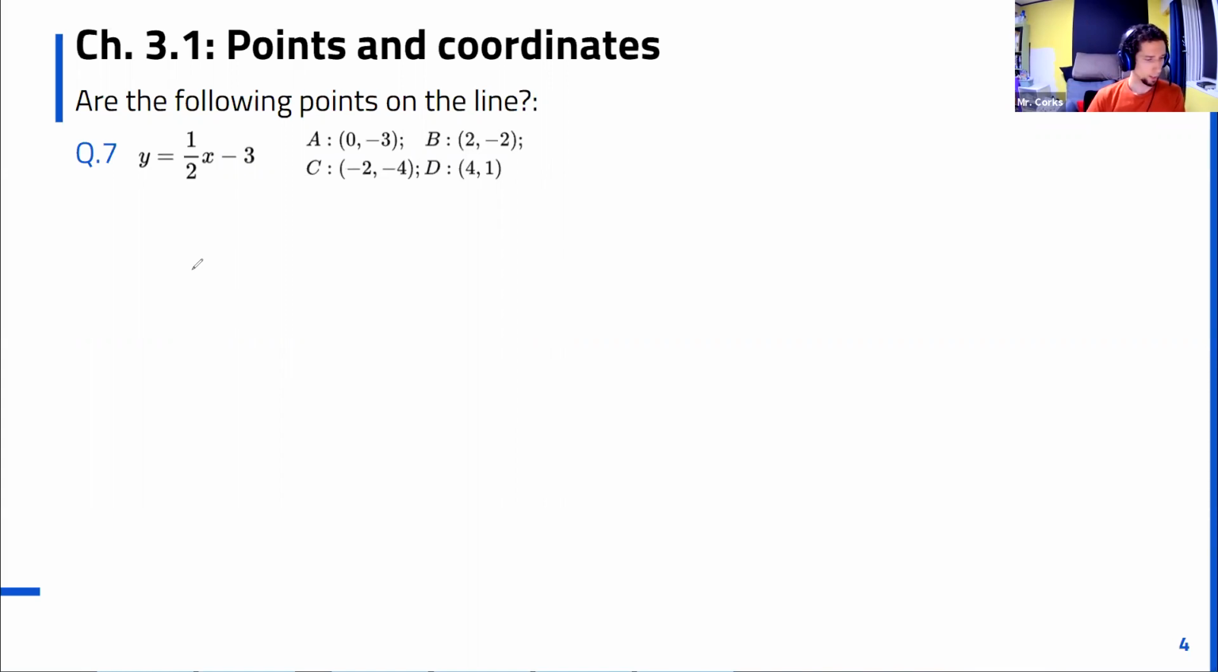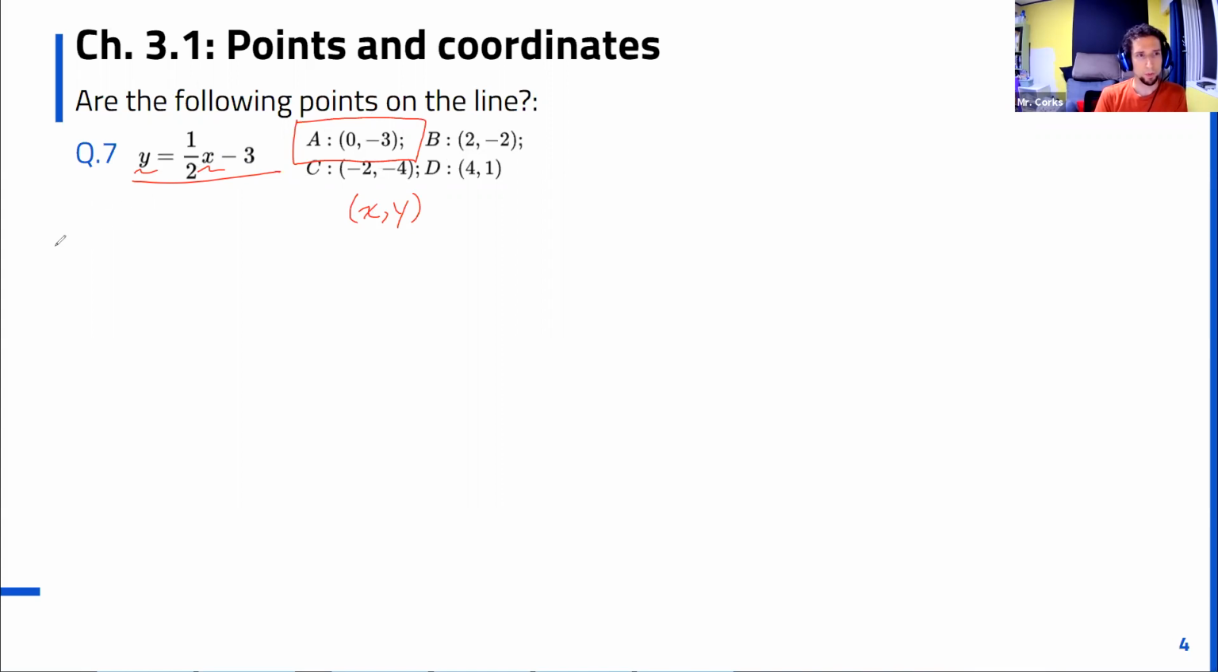All right. Maybe 30 seconds wasn't quite enough time. That was 1 minute. So can someone remind us, what is the process? If I want to know if point A lies on this line, what can I do? Substitute the numbers. All right, each of these points is an X, Y pair. We have an X here, we have a Y here. So just substitute in the numbers and see if it works out.